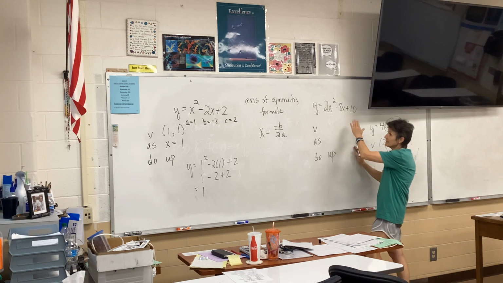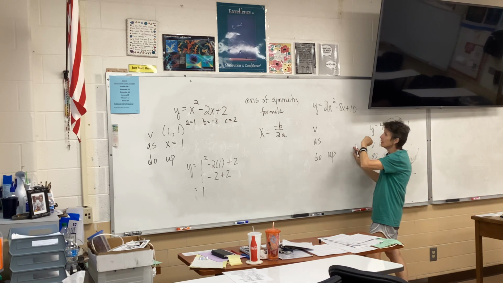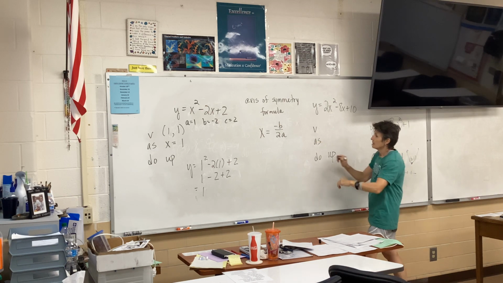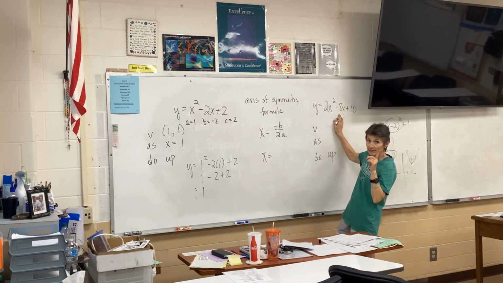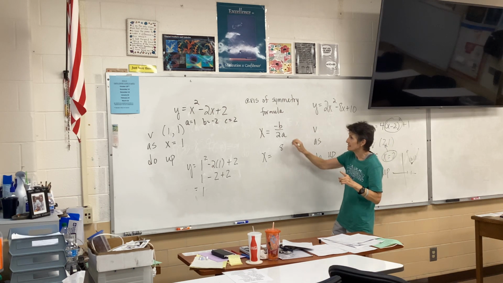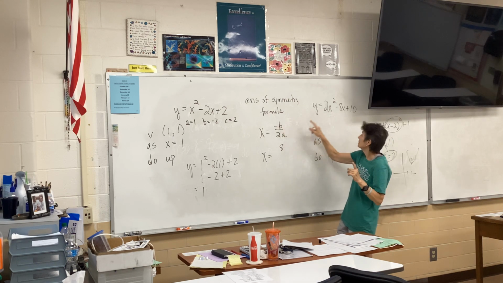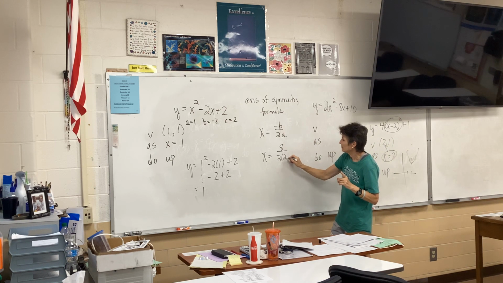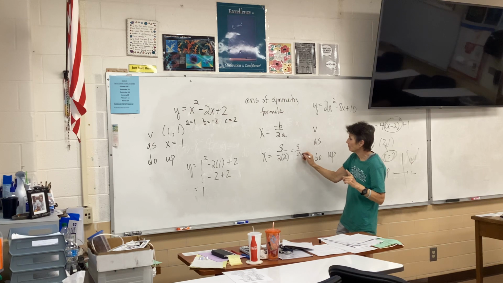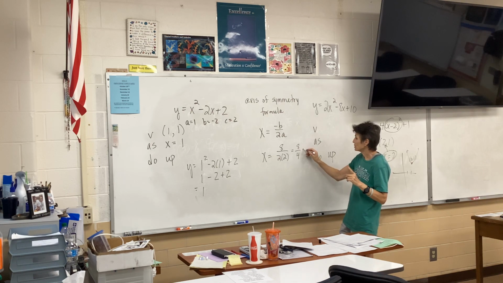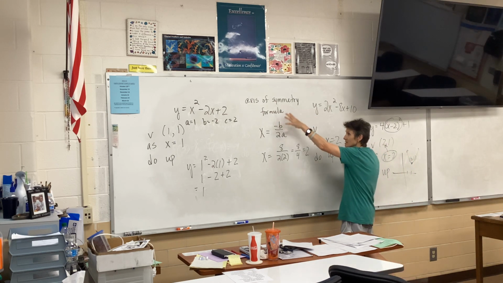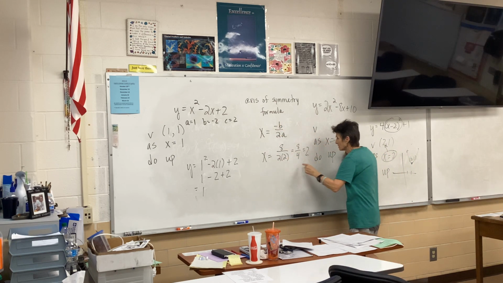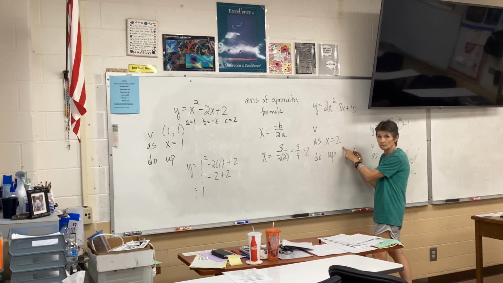Now, this is not vertex form, so I'm going to use my formula. So x equals negative b, that would be positive 8. It's the opposite of b, over 2a. So it's 8 over 4, which is 2. So my axis of symmetry, that's what this is the formula for. The axis of symmetry is x equals 2.